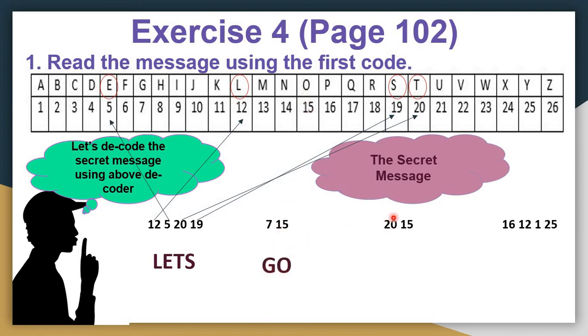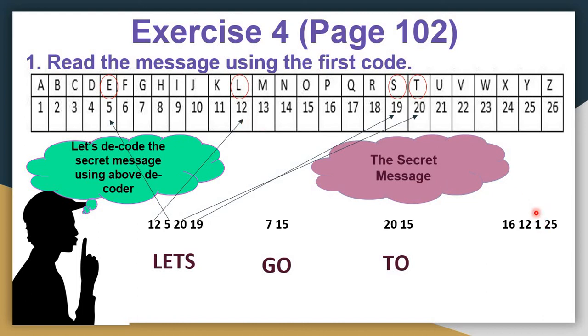Let's move to the next numbers. 20, T corresponds to 20 and 15, O corresponds to 15. So the word becomes to. Now move to the next numbers. 16. Kids, which letter corresponds to number 16 here? Well done. So we'll write P here. Then 12 has letter L. So let's write letter L here.